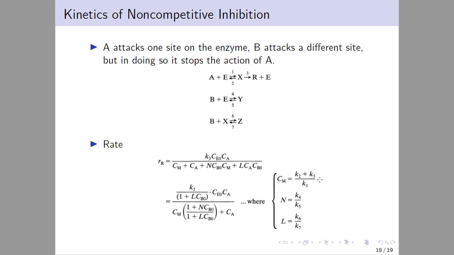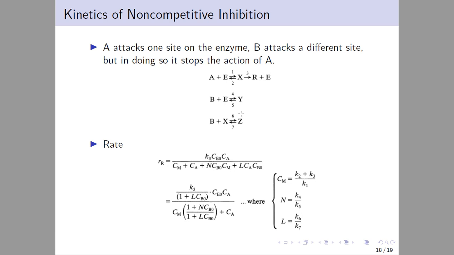Where CM is equal to K2 plus K3 over K1, N is equal to K4 over K5, and L is equal to K6 over K7. Here we can see that if L is big, meaning that K6 is big, then this term will be smaller and this one becomes larger. So the rate of production of R becomes much greater.